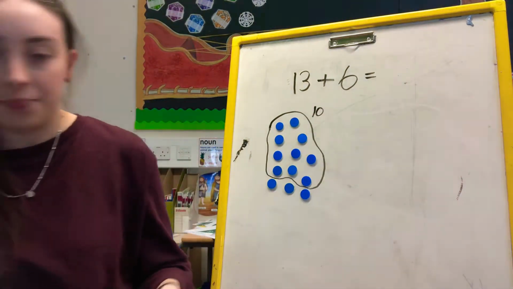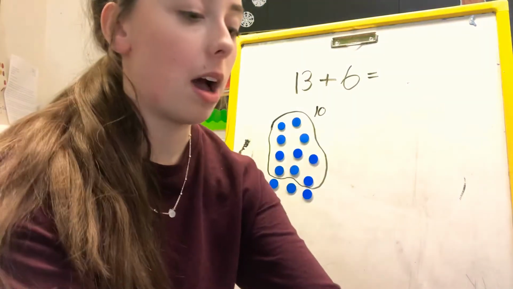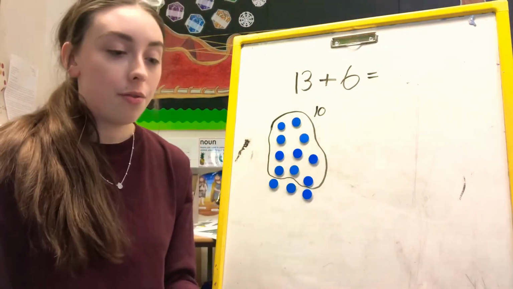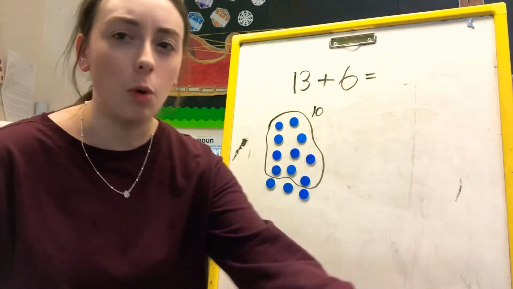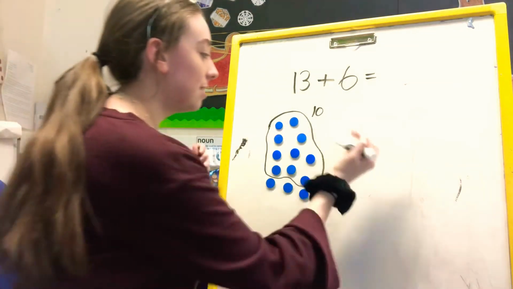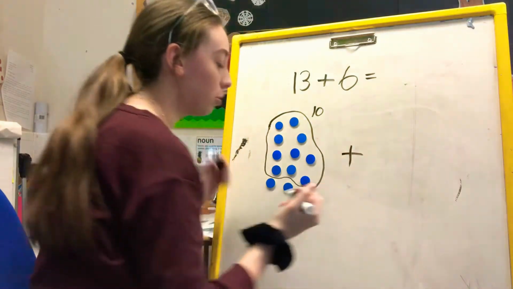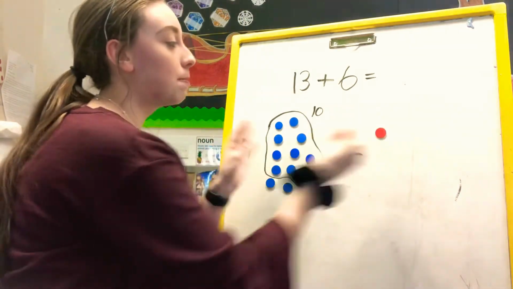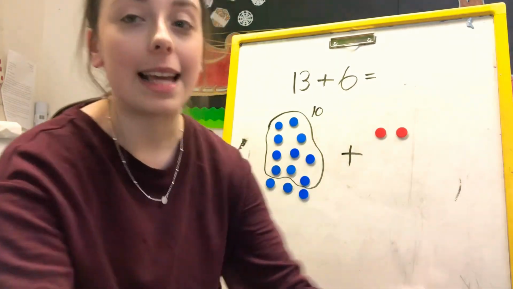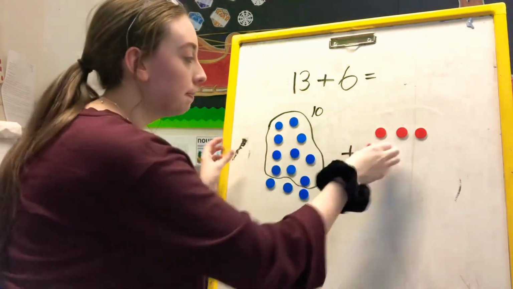But then I also found 6 more, didn't I? So we have to add 6 to our group. So I'm going to add my other 6 marbles, which I'm representing as counters, onto our board.